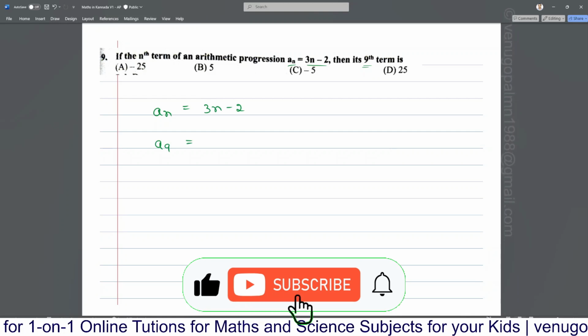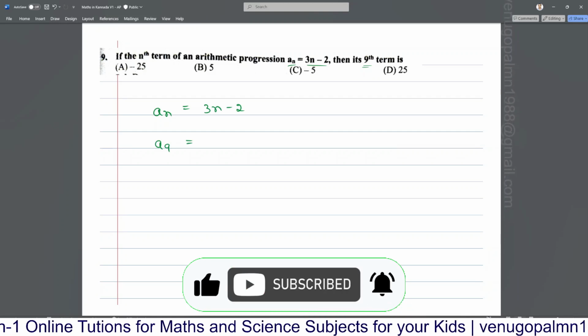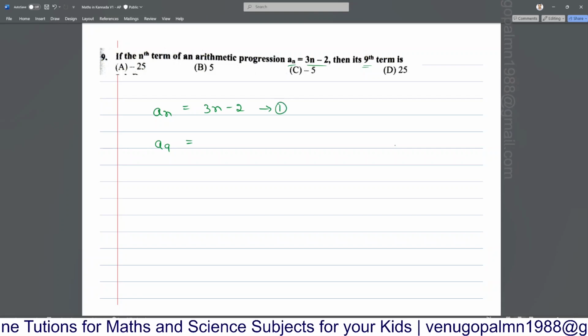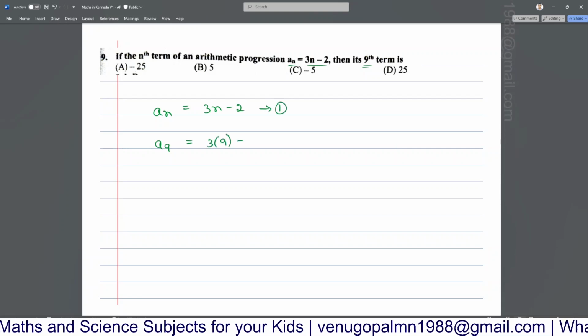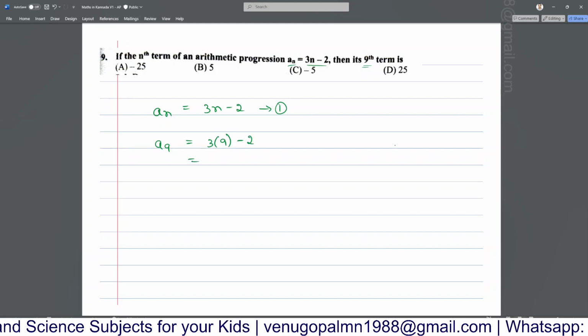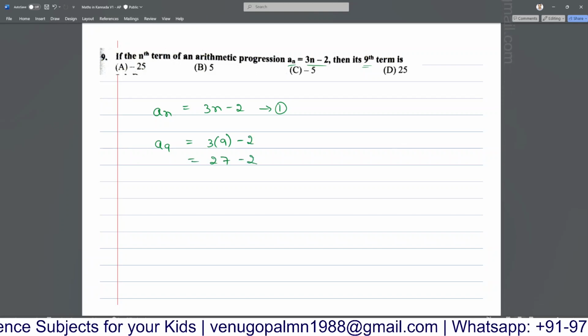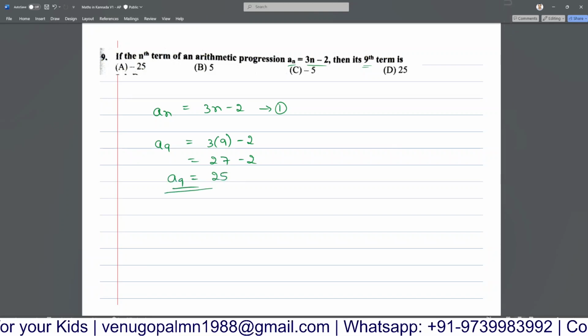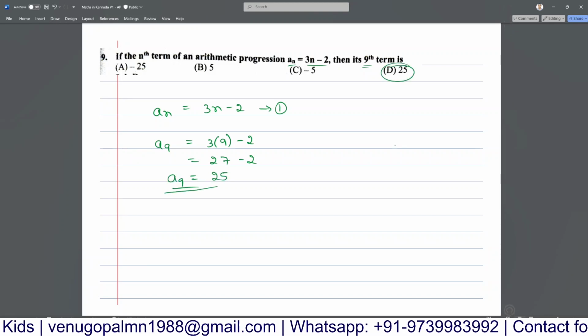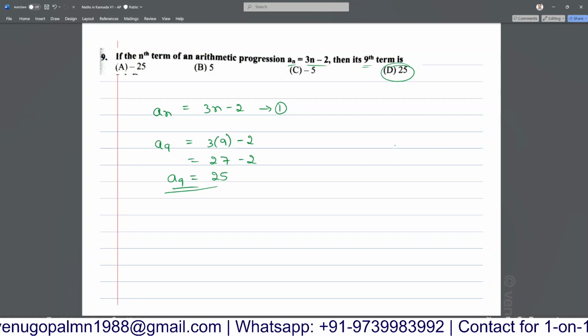A of 9 is equal to what? Substitute n is equal to 9 in equation 1. We call this equation 1. For this equation, substitute n is equal to 9. 3 into 9 minus 2, which would be 27 minus 2, which is 25. The ninth term of your arithmetic progression is 25. The answer is 25.